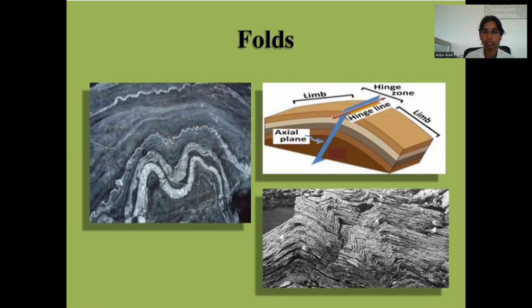Axis of fold. Next, some technical terms like axis of fold. Axis of fold is the direction of the line along which the fold is bent on either side. That's called the axis of fold. Axial plane. The plane which divides the fold into two equal halves is known as the axial plane.